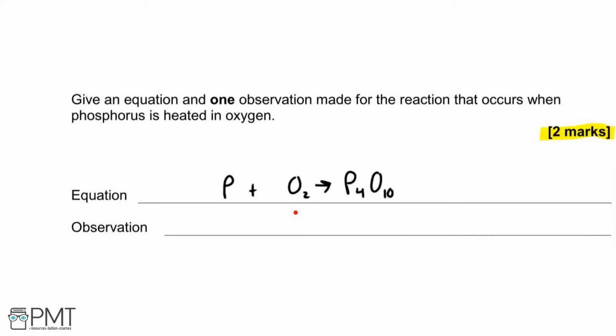So we need 5 molecules of oxygen to give us the correct number of oxygens. And then for phosphorus, we have 1 here and 4 here. So all we need is a 4 there to balance that out. So that's the balanced equation.